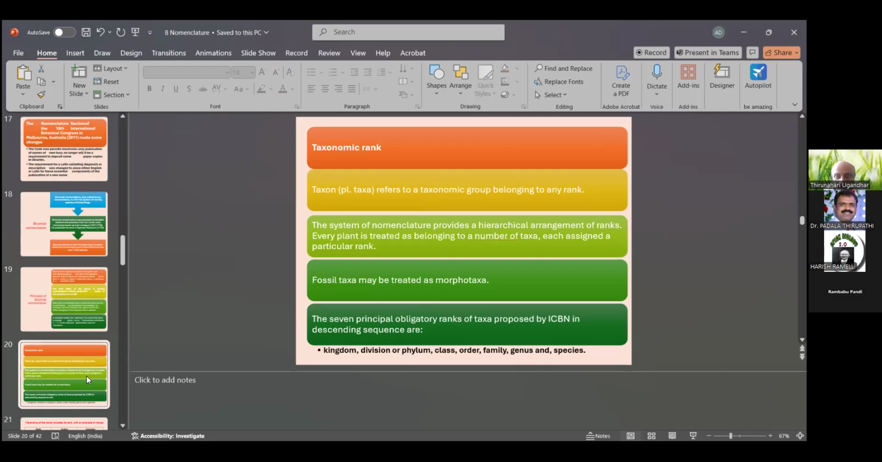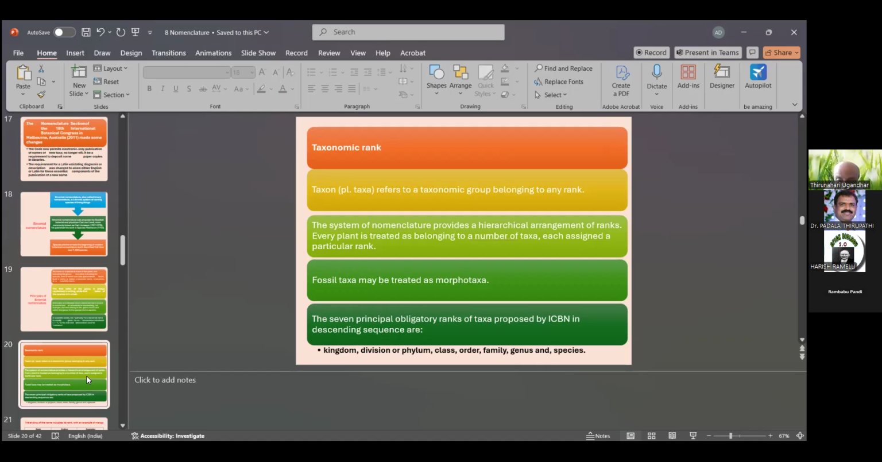So this one is the taxonomic ranks. Taxonomy refers to the taxonomic group belonging to any rank. Nomenclature provides a hierarchical arrangement of ranks. Every taxon is treated as belonging to a number of taxa assigned to a particular rank. Fossil taxa may be treated as morphotaxa. That is different, and fossils are not flowering, so only morphological characters are used.